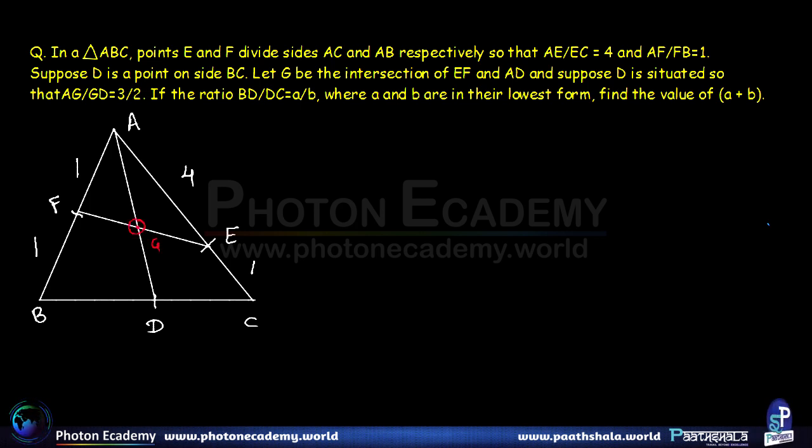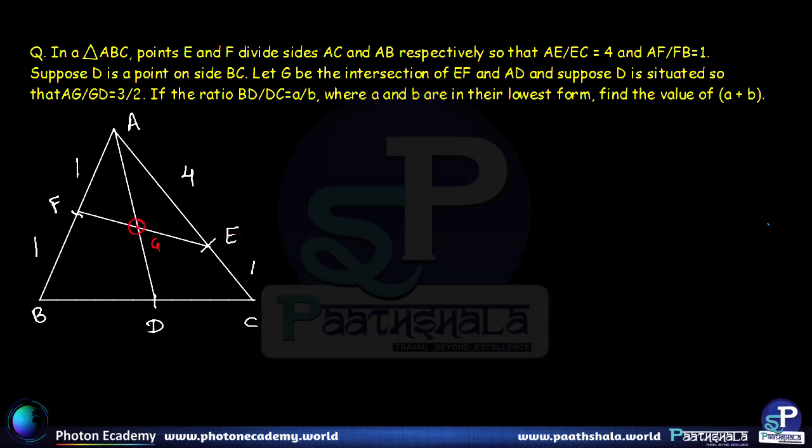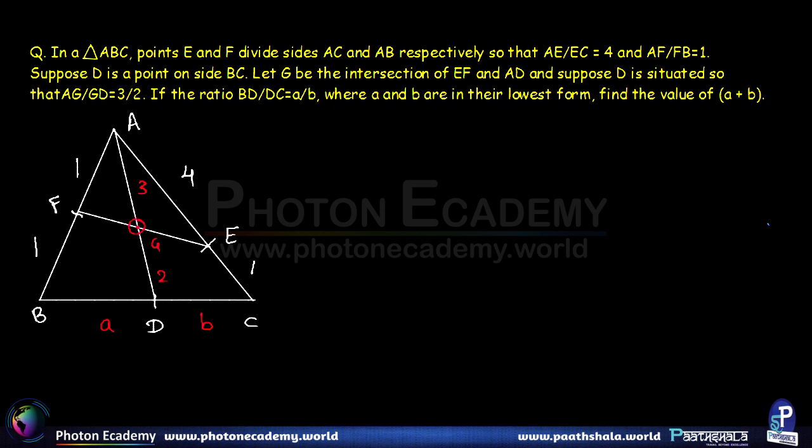And AG is to DG is 3:2. The ratio BD is to DC is A is to B, and we have to find this ratio A is to B. Now suppose instead of A and B we keep the ratio as lambda is to 1, it will be easier. We will have to find only one variable.